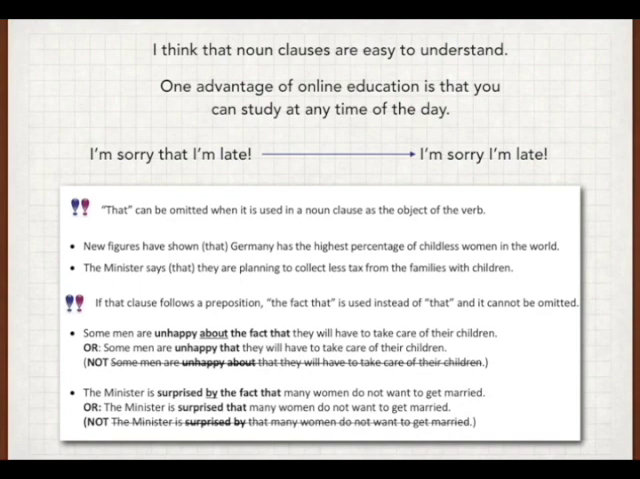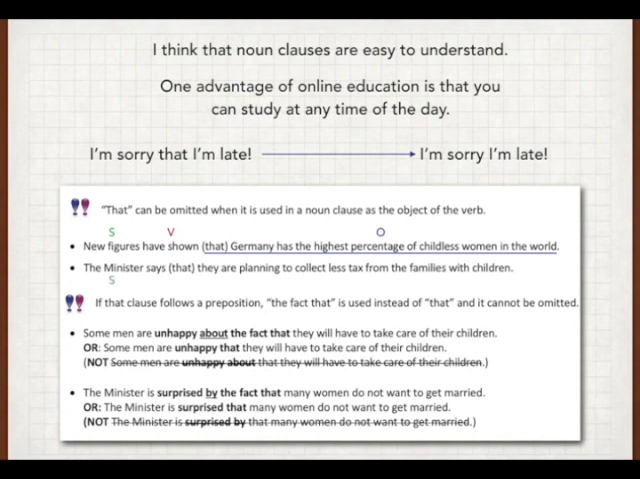Now let's look at these two examples. New figures, that's the subject. Have shown, that's the verb. That Germany has the highest percentage of childless women in the world, that is the object. In this case, we can omit that and we can say, new figures have shown Germany has the highest percentage of childless women in the world. That is fine.